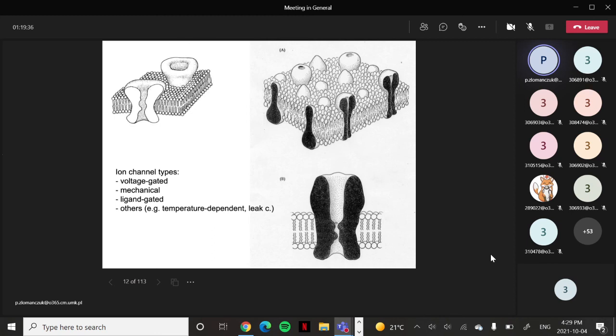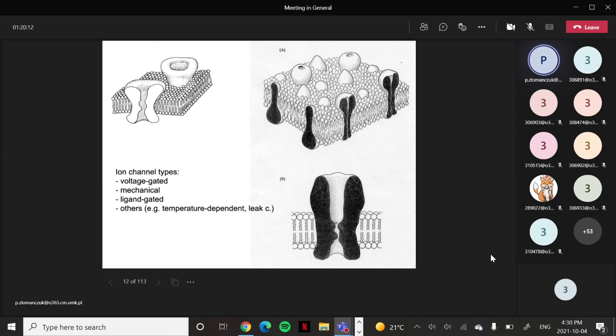And finally, there is this catch-all group of others, channels which we don't quite understand how they work. In this group we can include temperature-dependent channels, because we don't quite understand how the change in temperature causes the change in the structure of the channels. And the leak channels. Leak channels are very important. They were discovered relatively late in the science dealing with channels.